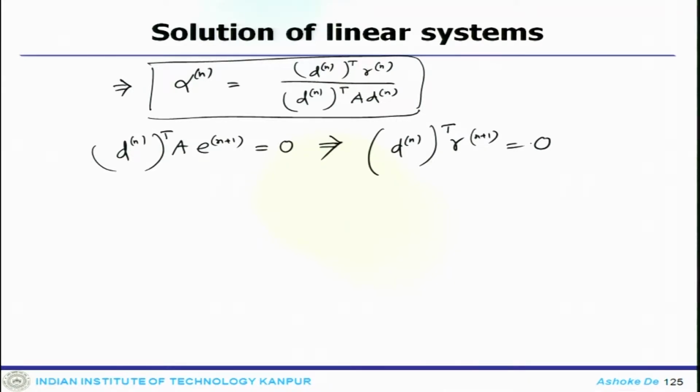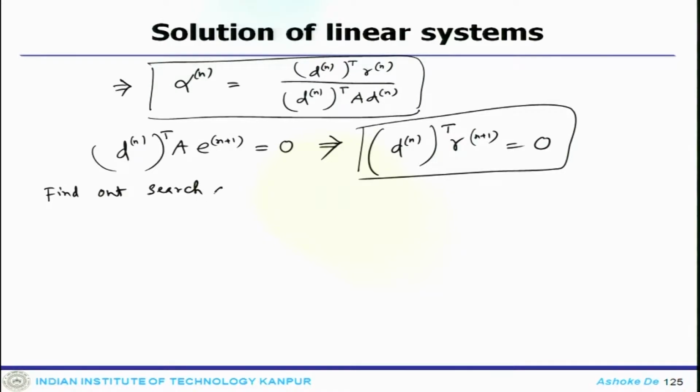So, if the search directions are known, that means d 0, d 1, d 2, d n, then alpha n can be straightaway calculated. Now, the task is to find out the search direction. Once we know the search direction, then alpha n can be calculated. Now, to find out the search direction, one can write this expression: d n plus 1 equals R n plus 1 plus beta n d n.